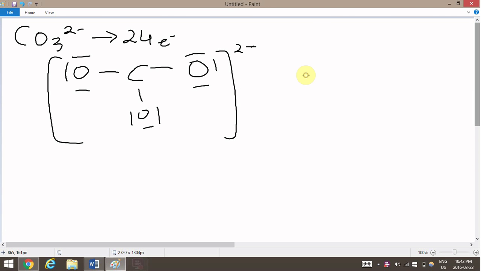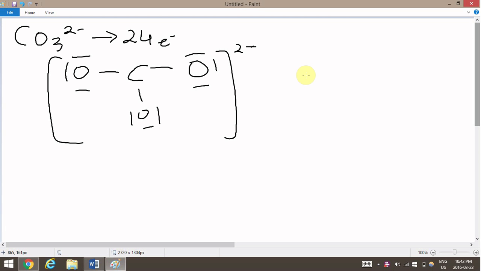Alright guys, this video is going to be on resonance structures. So right now I have the partial Lewis structure of the carbonate ion drawn. Now as you can see, the carbon in the center of this Lewis structure still needs one more electron pair to have a complete valence shell.